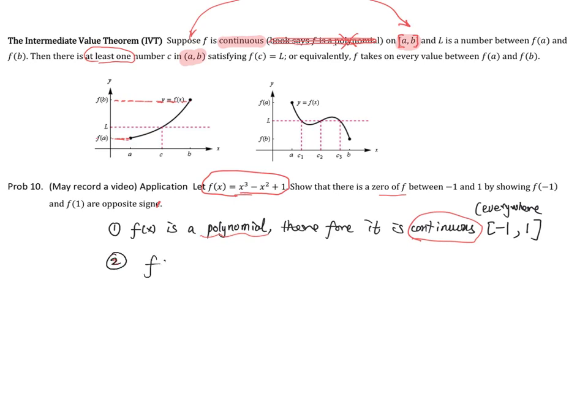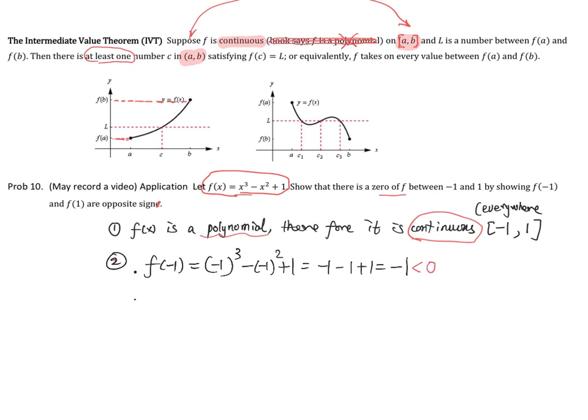Take a look at f of -1. What is f of -1? It is -1 cubed minus -1 squared plus 1, which is -1 minus 1 plus 1 if you do the algebra, which is -1, right? -1. Obviously, this -1 is less than 0.